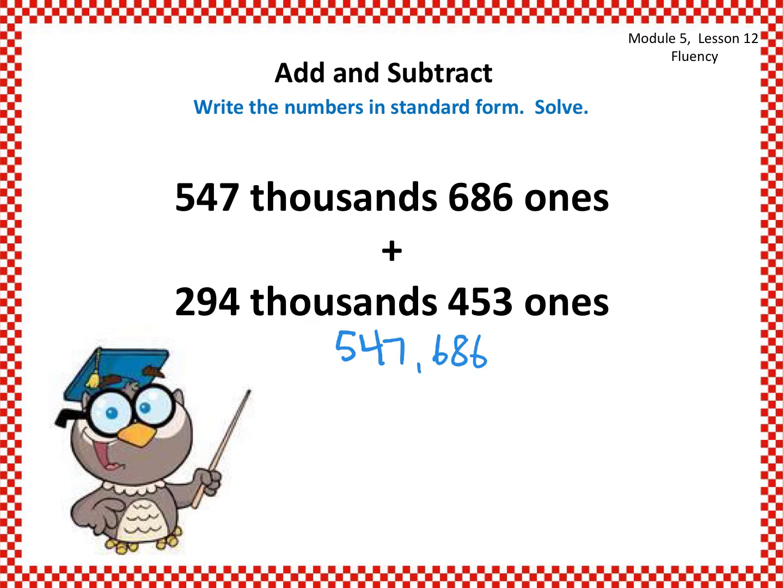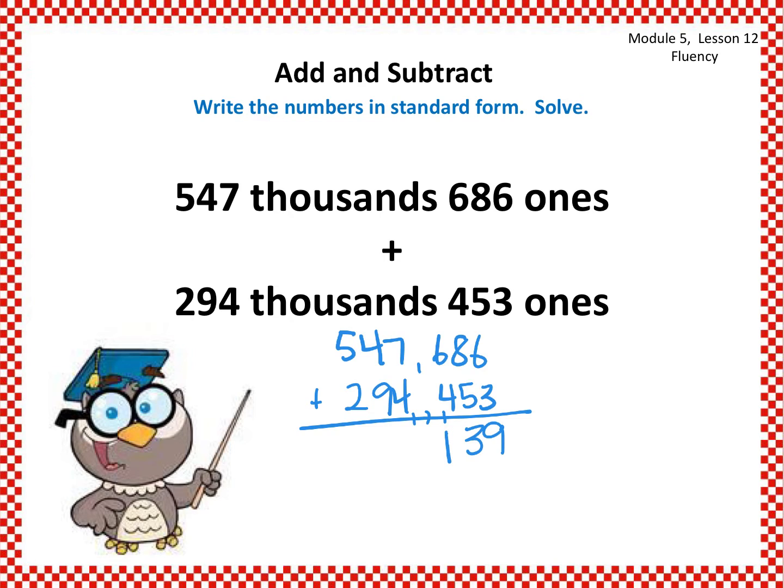All right, as I write 547,686, and then I'm going to add 294,453 ones. Standard form, again, remember, is just the way that we typically see these numbers written. So I start in the ones column over here, and I say 6 plus 3 is 9. No problems there. In the tens, I have 8 and 5. Well, 8 and 5 is 13. I'm going to have to put 10 of those tens over there. In the hundreds, 6 plus 4 is 10, plus that 1 is 11.